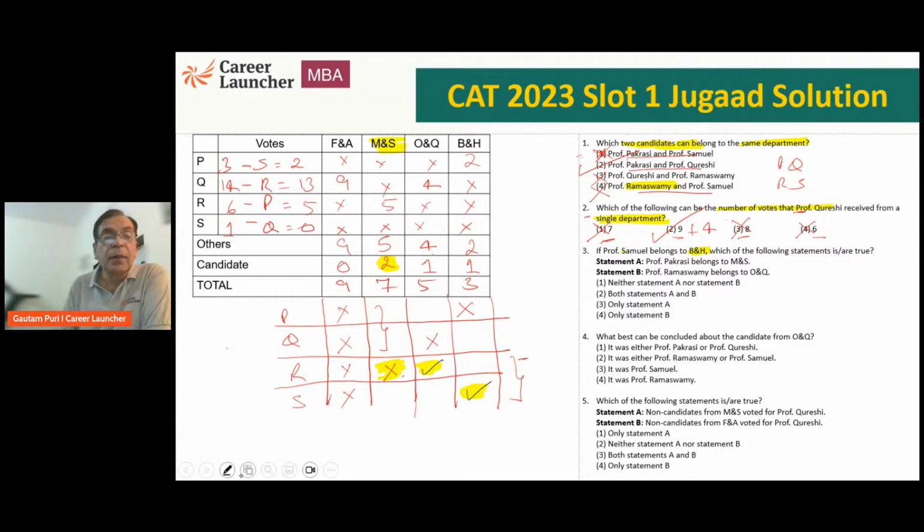Let's look at them. Professor P belongs to MS. Yes, Professor P belongs to MS, so this statement is correct. Statement B, Ramaswamy belongs to OQ, is also right. That means the correct answer for this particular question should be both A and B.